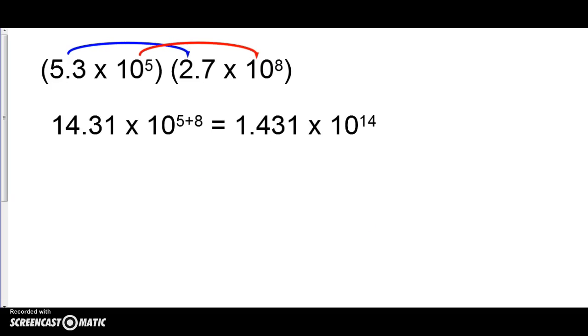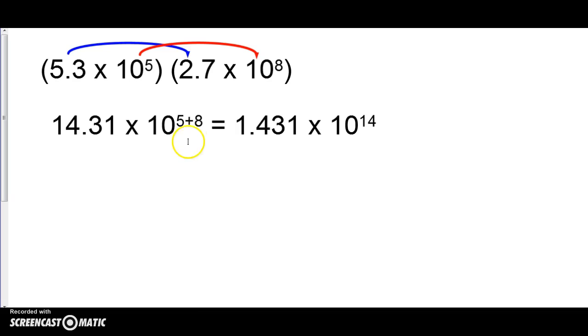Next one had another extra step. Oh, I forgot to cover it up. That's all right, we'll keep going forward. 5 3/10 times 2 7/10. On the calculator, you get 14 31/100 times 10, where you add the exponents, 5 plus 8.